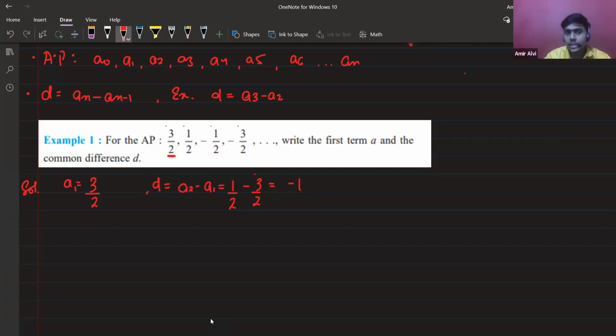So that's how you are going to get the idea whether it is an AP or not. If the question says it's an AP, it means the common difference would be the same. But suppose the question asks whether it's an AP or not, how will you identify it? Let's take one question of that kind, and then let me know whether it's an AP or not.